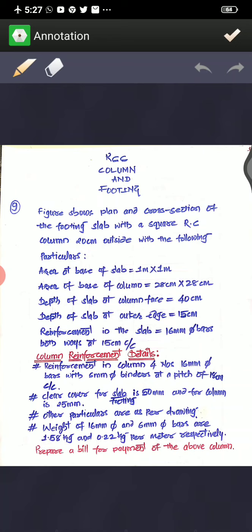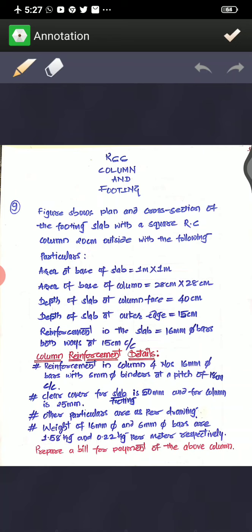The area of the base slab is 1 meter by 1 meter. The area of the base of column is 28 cm. This base of column will be there in the plinth, right? Then the depth of slab at column face is 40 cm. The depth of slab at the outer edge is 15 cm. Then the reinforcement in the slab is 16 mm dia bars laid in both the directions at 15 cm center to center.